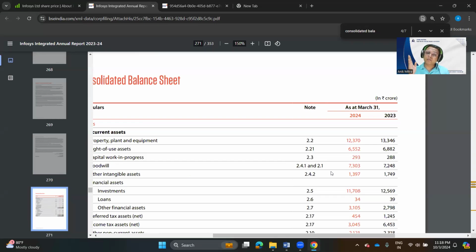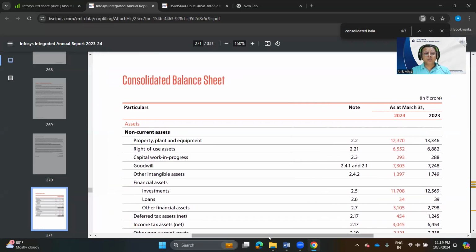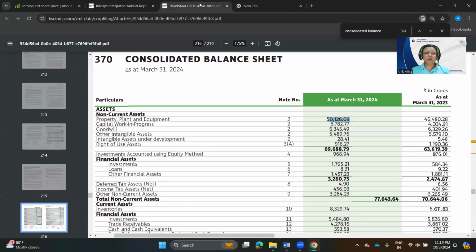Ultratech Cement had 50,000 crore. This company is 12,000 crore. But both are very big companies, right? Both are giants, or let's say frontliners in their respective space. But Infosys has a relatively smaller property, plant and equipment, whereas the size of property, plant and equipment in Ultratech is much bigger. It's 4 times bigger than Infosys.